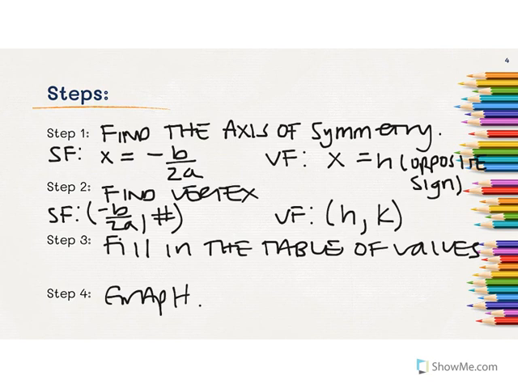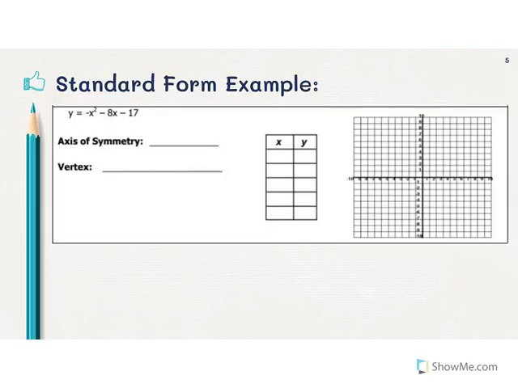Our first step is to find the axis of symmetry using this formula. So let's see what form our equation is in. We have a standard form equation here, negative x squared minus 8x minus 17. So we're going to determine our axis of symmetry first, where x equals negative b over 2a, so I'm going to do some side work.